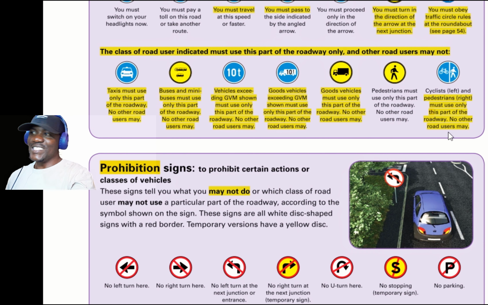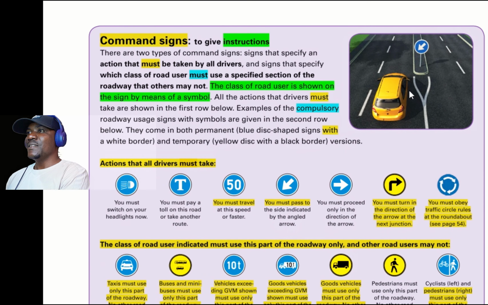You see? So these are command signs, guys. They only direct us as we look on top there. What's their function and use? We know there are two types. Command signs: signs that specify an action that must be taken by all drivers, and signs that specify which class of road user must use a specified section of the roadway that others may not. So that's the function or the use of command signs. You must remember that always.